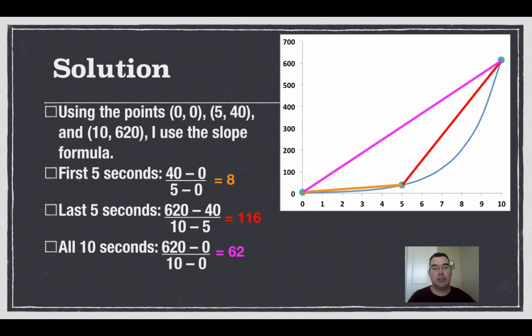So that's just a brief introduction to rates and average rate of change, how to calculate it. It's just a matter of finding slope between 2 points.